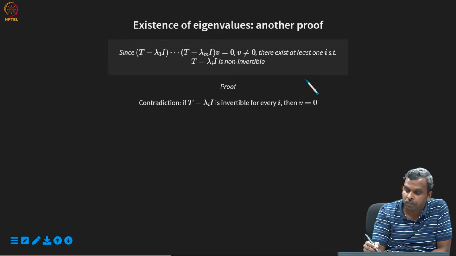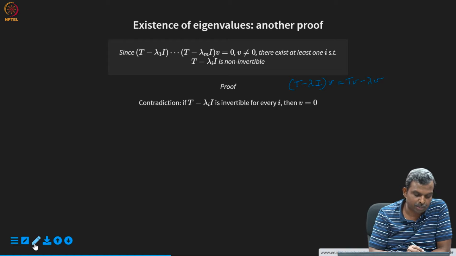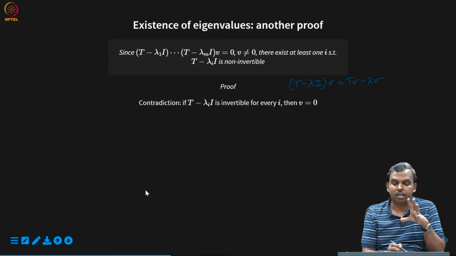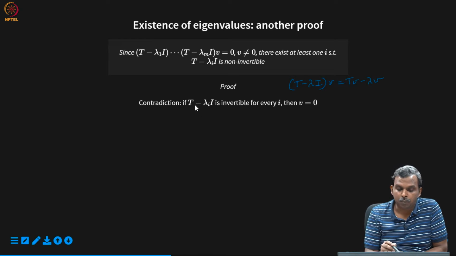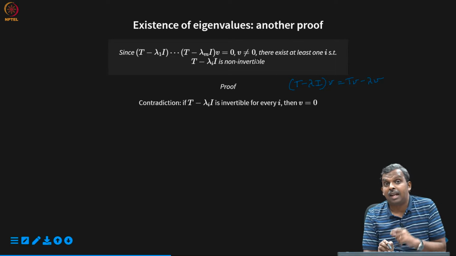So in case you're wondering what this t minus lambda I is, it acts on v and you get tv minus lambda v. So it's a very well defined proper operator. That's what I meant when I said operators can be put together as polynomials and they work very decently. So no problem there.